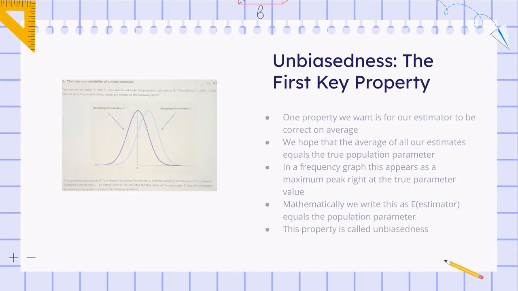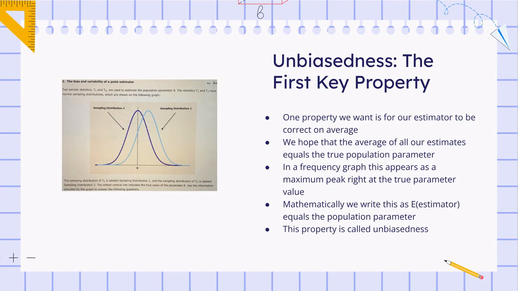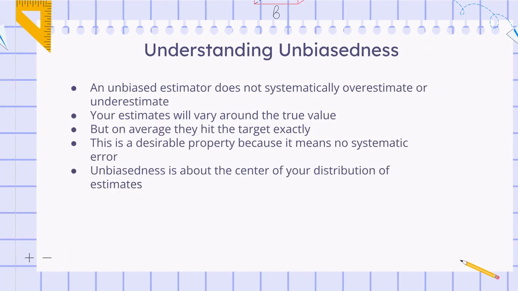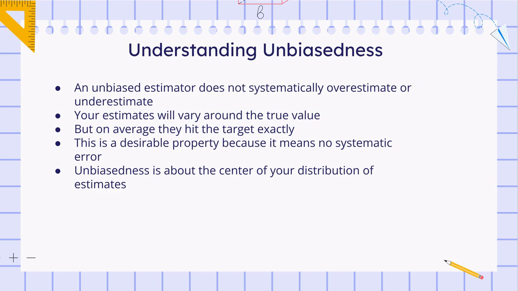The first key property is unbiasedness. We want our estimator to be correct on average. Ideally, the average of all estimates equals the true population parameter. On a frequency graph, this means the maximum peak is right at the true parameter value. This is called unbiasedness. An unbiased estimator does not systematically overestimate or underestimate the true value. While individual estimates vary, on average, they hit the target exactly. This desirable property means no systematic error, and it centers the distribution of estimates correctly.